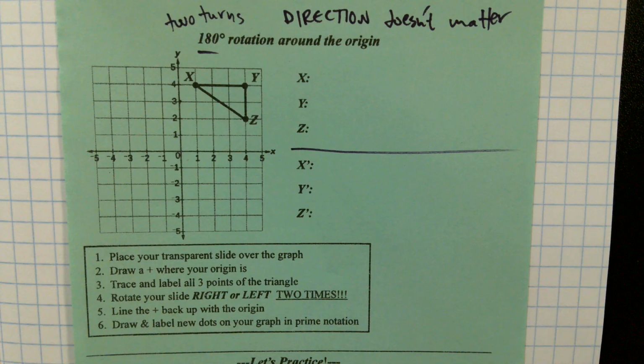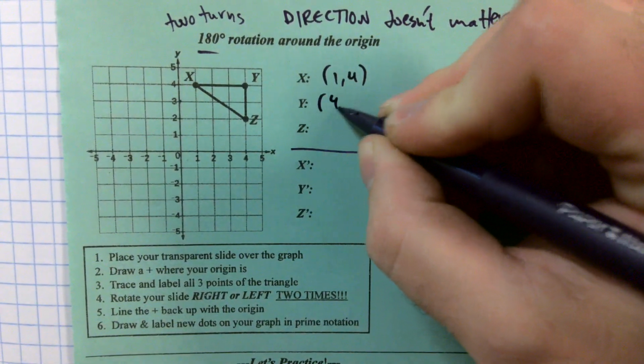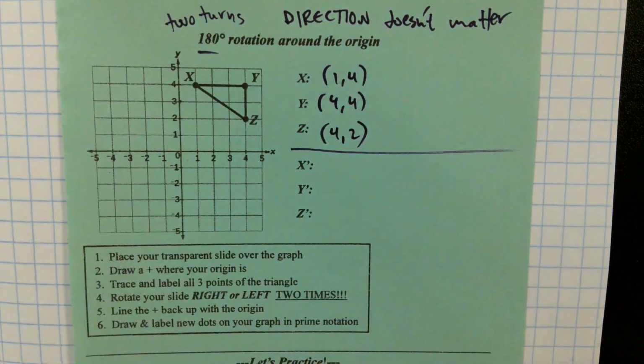All my coordinates here are the same. X is at 1, 4. Y is at 4, 4. And Z is at 4, 2. Just like PQR and STU on the previous page.